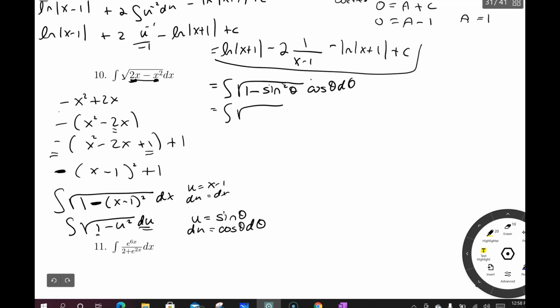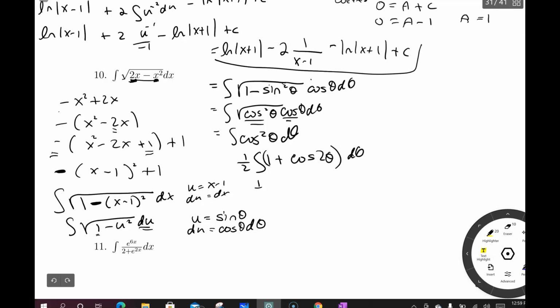Let me go slow here. So this is cosine squared theta under the square root. So the square root of cosine squared is cosine. So this cosine times this cosine gives me cosine squared. What do I do with cosine squared? Right, I need to use the half angle formula. So the half angle formula is 1 plus cosine of 2 theta, over 2. Carry the 1/2, take the antiderivative of 1 with respect to theta, which is theta.